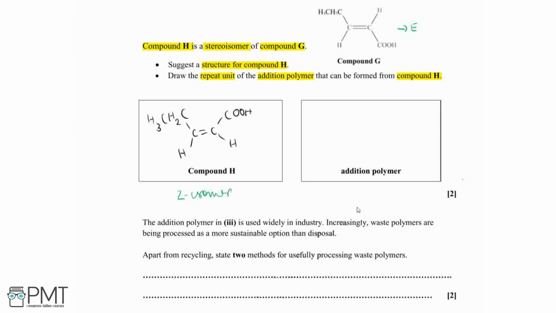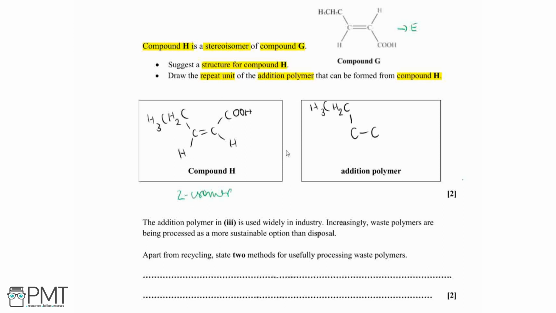So now let's draw the addition polymer for this one. So in order to draw the repeat unit of the addition polymer from compound H, we can just imagine breaking one of these double bonds and it opening up to form bonds onto the other sides of the carbon. So we're opening up this double bond to form bonds either side of the carbon so that this unit can then repeat down a chain. So let's have a go at drawing this out like so.